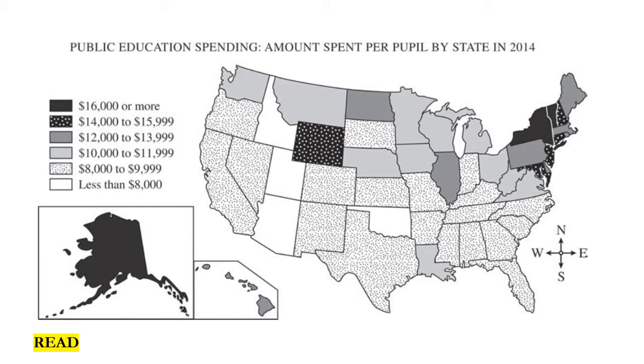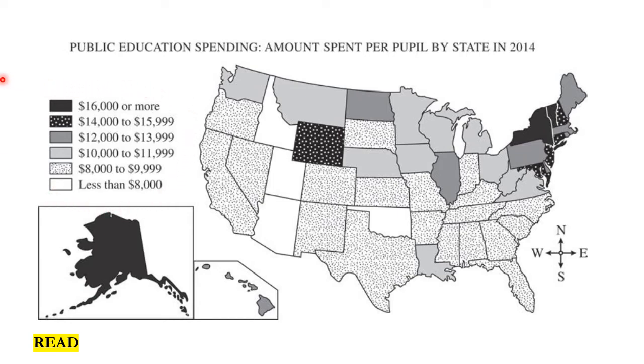First, we've got to read it, right? Okay, so you obviously have a map of the United States, and what is it telling us? What information is it presenting to us? So let's make sure we're aware of what the graph is actually saying. So this is public education spending, amount spent per pupil by state in 2014.